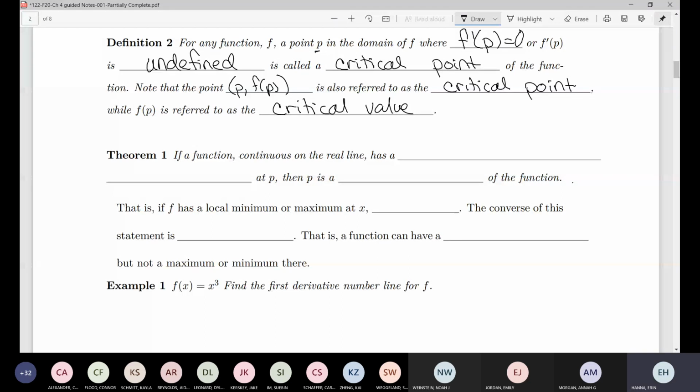A theorem, which is just something that's true. If you've never encountered a theorem before in your life, well, you have. You might just not have heard it called a theorem. Anyway, if a function continuous on the real line, which essentially means every function we're going to really care about, has a local maximum or a local minimum. Well, I guess not every function we consider. Like 98% of the functions we consider are continuous. So if we have a local max or a local min at P, then P is a critical point. Which is the meat and potatoes of how we're actually going to be able to do this.